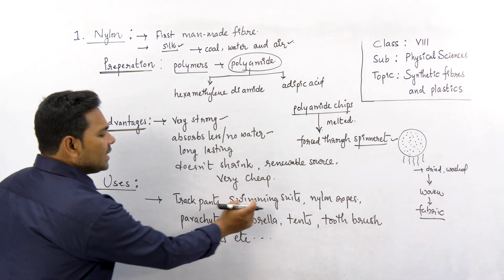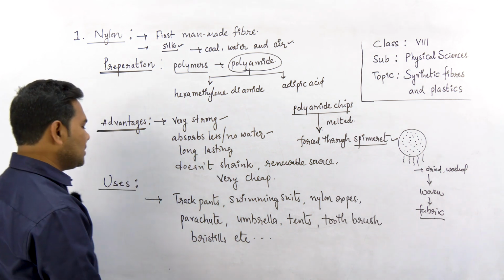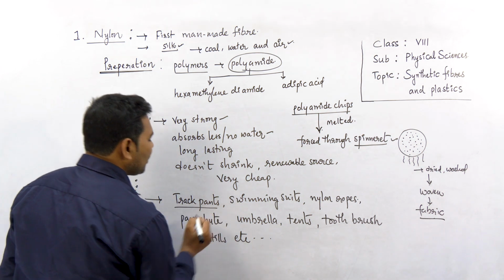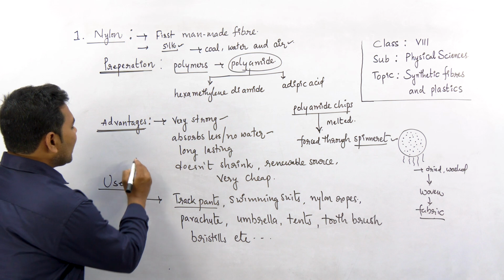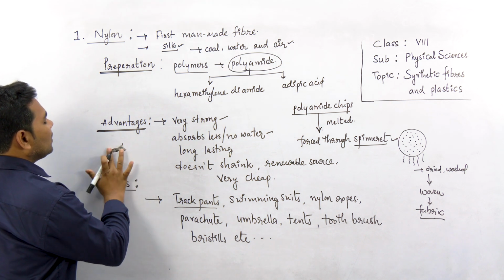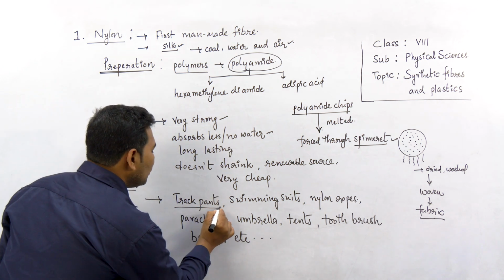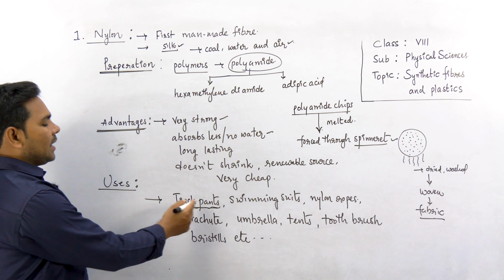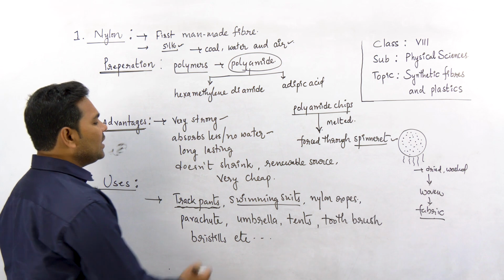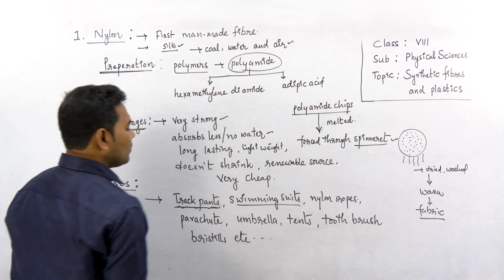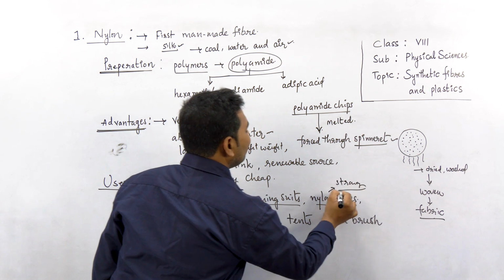Now, in making each item from nylon, a unique property of nylon is utilized. For example, you see track pants are made using nylon because nylon absorbs very little water. It is written here, you can see, nylon absorbs very little or no water. That unique property is used in making track pants. Then swimming suits, for the same reason, and they are also very lightweight, right? Then nylon ropes, because they are very strong.